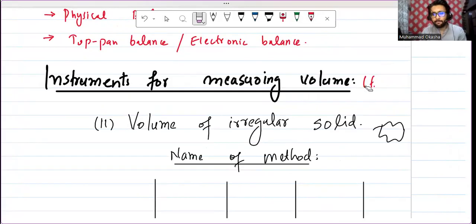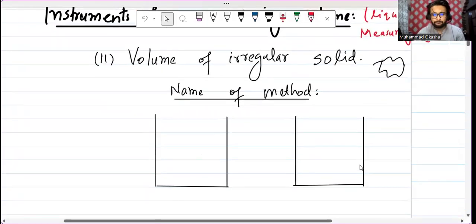The instrument that we use for measuring the volume of a fluid, and by fluid I'll be specific, of a liquid, is a measuring cylinder, to be precise, not a beaker. I'm sure you've seen a measuring cylinder. It looks something like the one shown below.